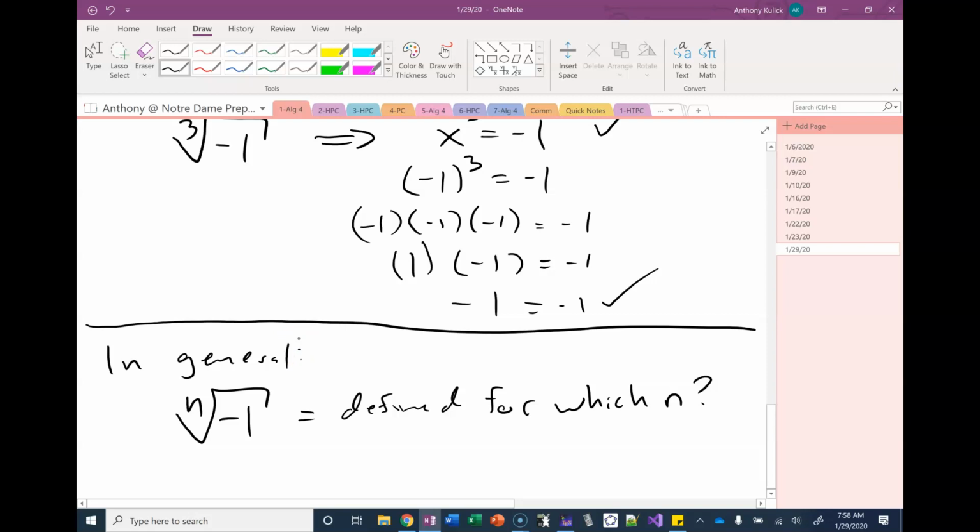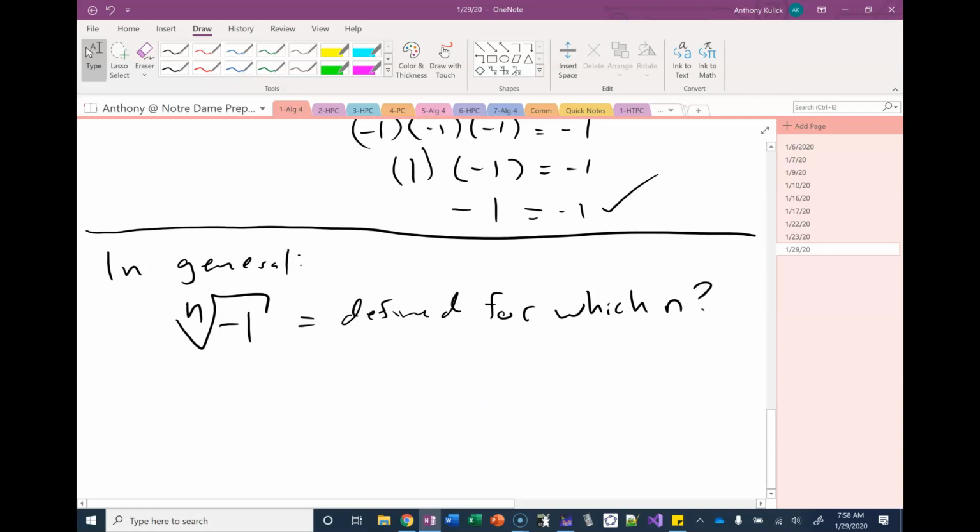So that's what we're curious for, right? When can we take the radical of a negative? What types of radicals? Well, we know n equals 3 works, right? We just established that. Is there another one? 5? 7 will work. 9. We get the idea here. What are these numbers?